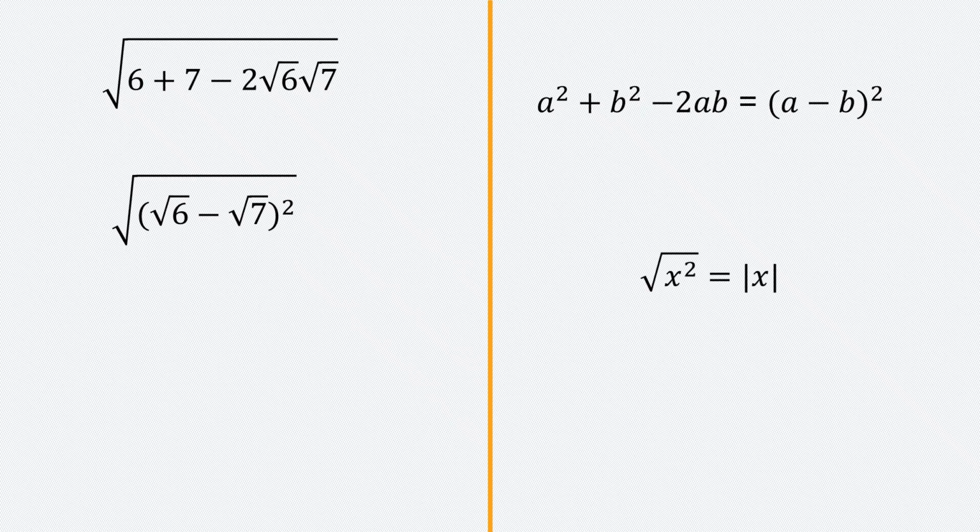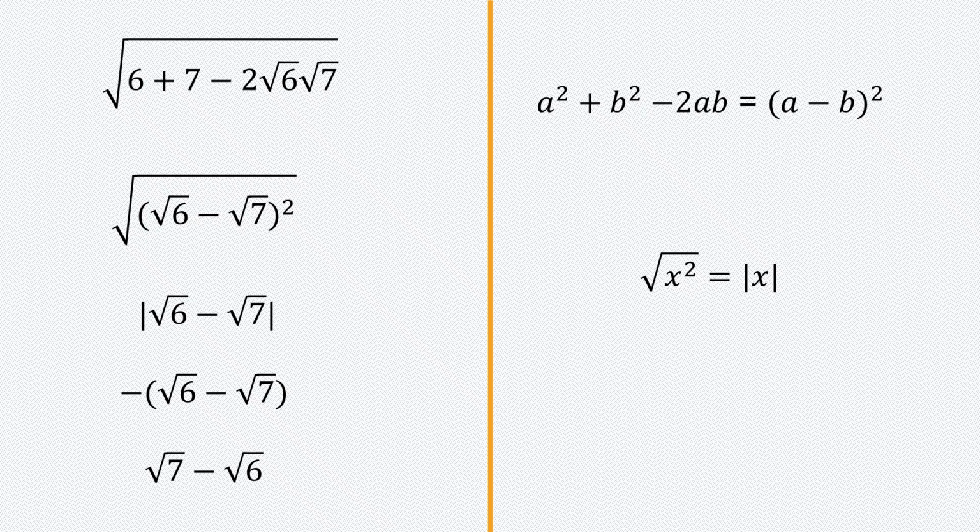Now the square root of a squared number is equal to the absolute value of that number. The square root of x squared is equal to the absolute value of x. So I have the absolute value of root 6 minus root 7, right? Since root 7 is bigger than root 6, that's a negative expression. So the absolute value of root 6 minus root 7 is going to be root 7 minus root 6, right? And that will be the final answer, right? Root 7 minus root 6. You get a negative of root 6 minus root 7, and that's root 7 minus root 6.